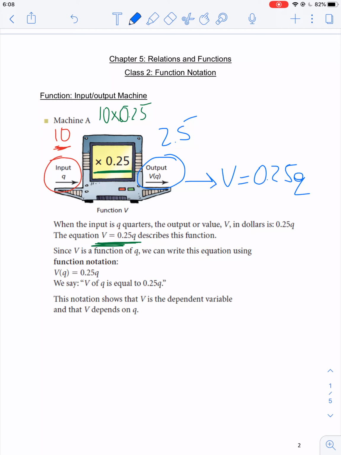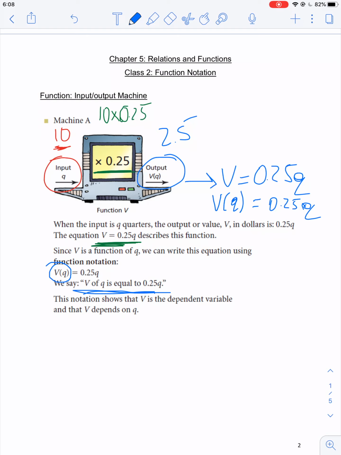So since V is a function of Q, right, we can write this in function notation. Function notation will look like this. It looks exactly the same as what I have up here, but because V is dependent on Q, depending on what the value of Q is, we read this as V of Q is equal to 0.25 Q. So that's the function notation.